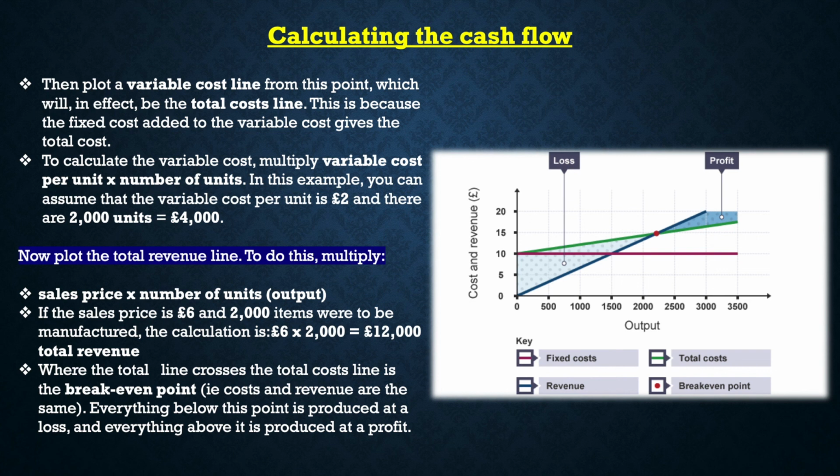Here, costs and revenue are the same. Everything below this point is produced at a loss, and everything above it is produced at a profit.